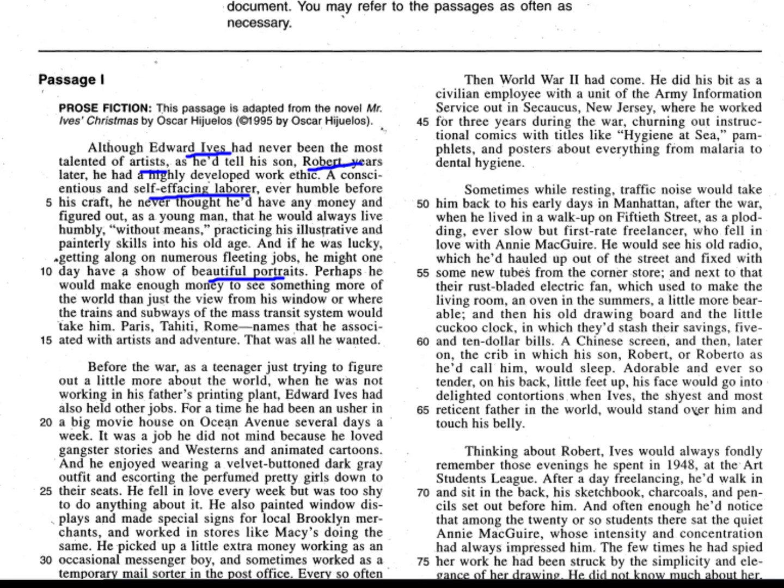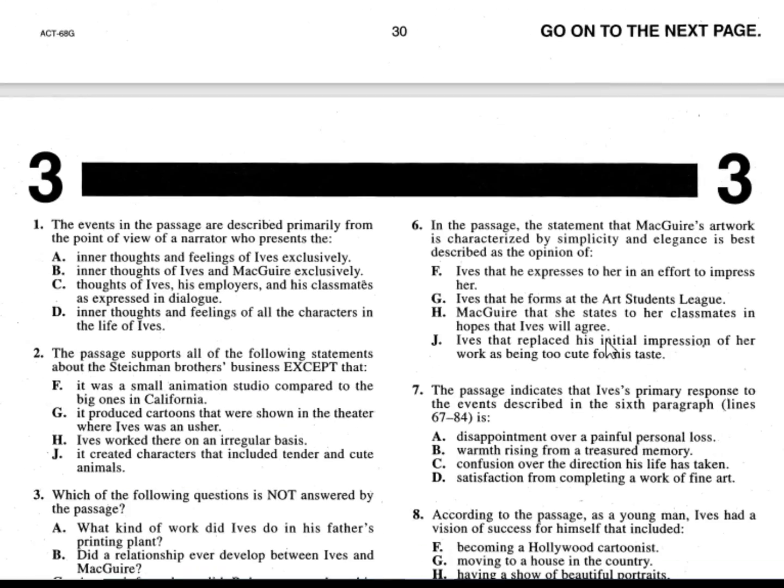Now, when we come back over here, let's actually look at this question, because this question asks: the events in the passage are described primarily from the point of view of the narrator who does what. Now, what I would do on this is whenever it's the point of view, go in here and underline the differences. So you have Ives exclusively, and you have Ives and McGuire. And in answer choice C, it says Ives, employees, and classmates. And here it says all characters.